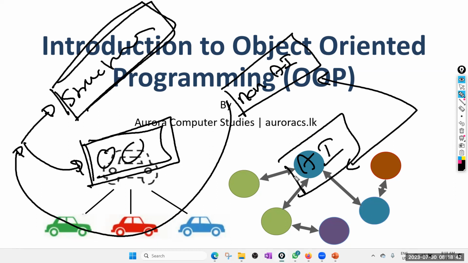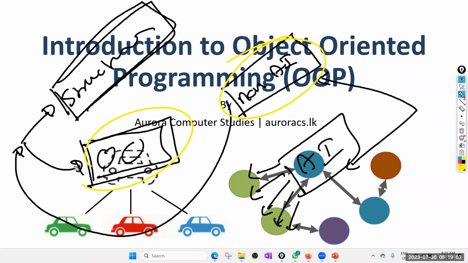Even when you have AI programming, of course, you will be having some sort of user interfaces and so on. That part you can go for structured or object-oriented, but business logic processing will be using completely different concepts. So we will be focusing on non-AI object-oriented approach, because structured approach, nothing much to learn.